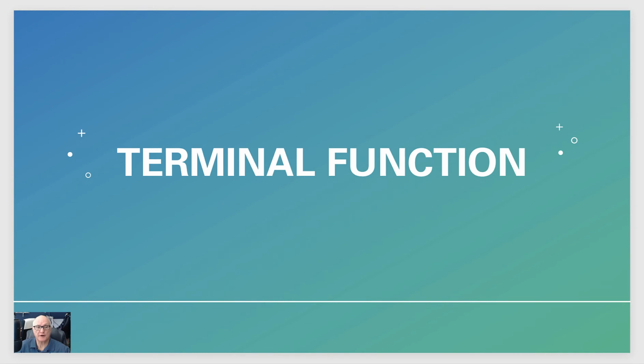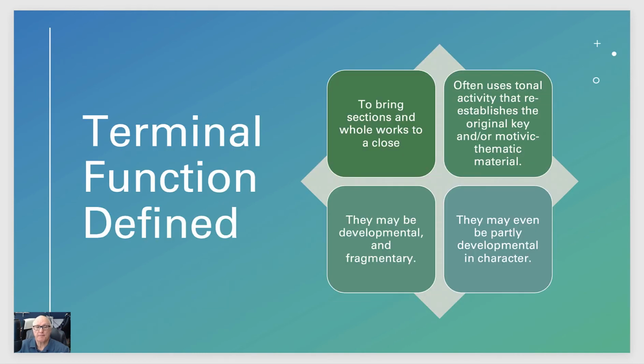Finally, we have the terminal function. And the terminal function is what brings the sections and the whole work to a close. Sometimes they may be developmental and fragmentary, often uses tonal activity that reestablishes the original key. So let's say we've developed a big long section and we've gone way away from the tonic, but you see it all of a sudden start to return back to original material and the original tonic, set up usually with 1-5, 1-5, 1-5 to really reestablish the pillars of tonality for the home key.